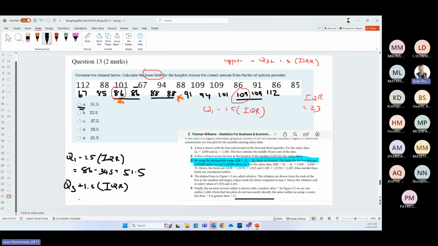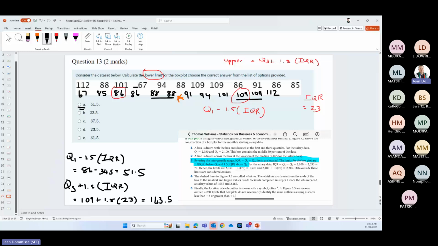If we needed to do it for the upper limit, remember Q3 was 109. Then we will say plus 1.5 times the interquartile range. So 1.5 times 23 is equal to 34.5 again, plus 109. So the top one would have been 143.5. Okay, so that is how we would do this.